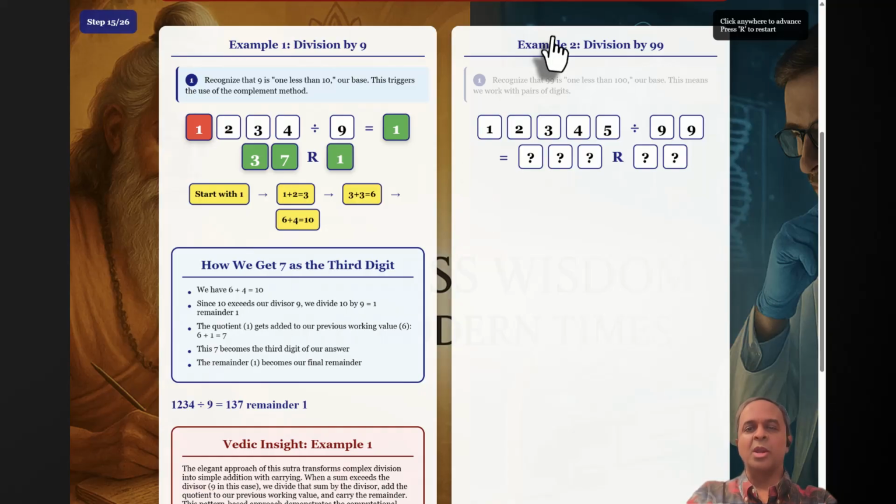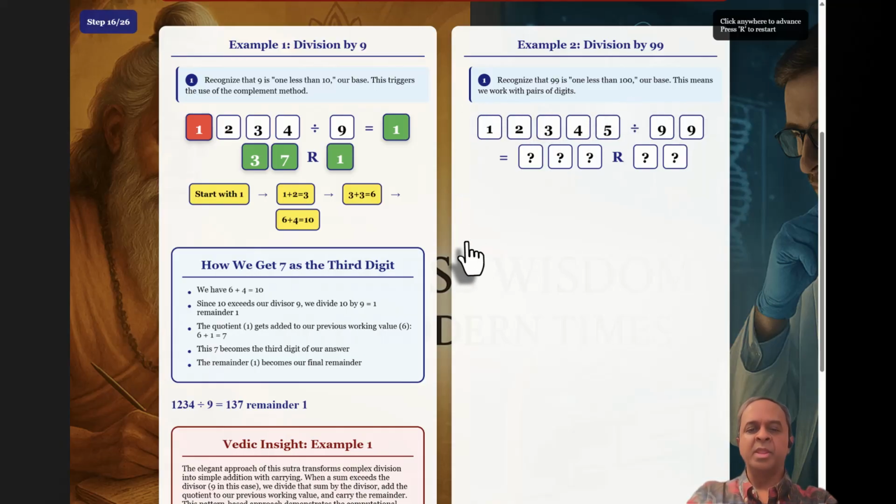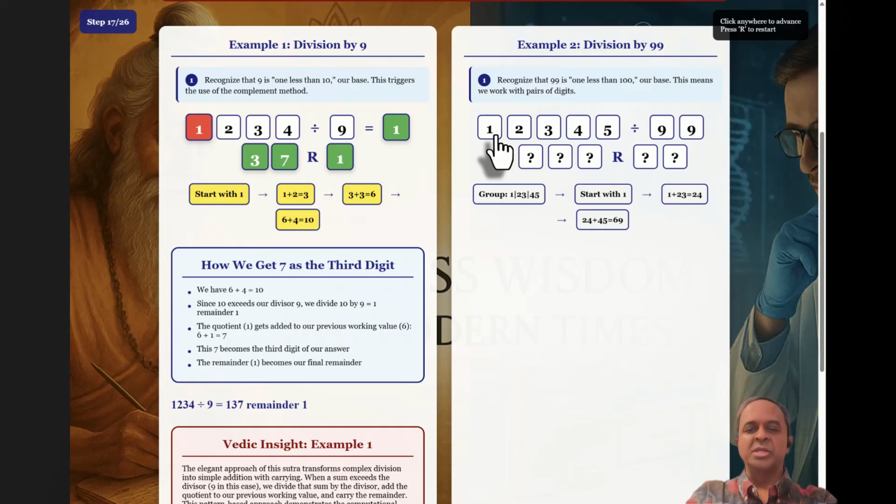So let's get the second one, where we divide by 99, okay? Here recognize that 99 is 1 less than 100, so 100 is our base, right? So this means we work with pairs of digits. How do we pair it? In this case, 12,345, we pair it as 1, 23, right, and 45.